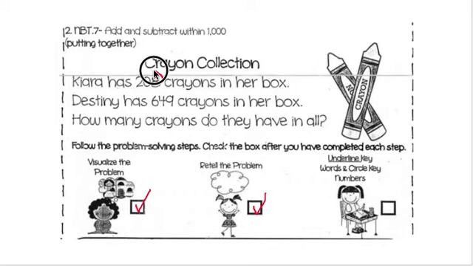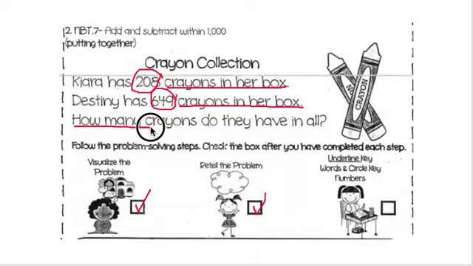So I'm going to circle 208. Crowns in her box, I'm going to underline. I'm going to circle 649 and underline crowns in her box. And then underline my question, how many crowns do they have in all? And where it says in all, that tells me we are adding. So now I can check off underline keywords and circle numbers.